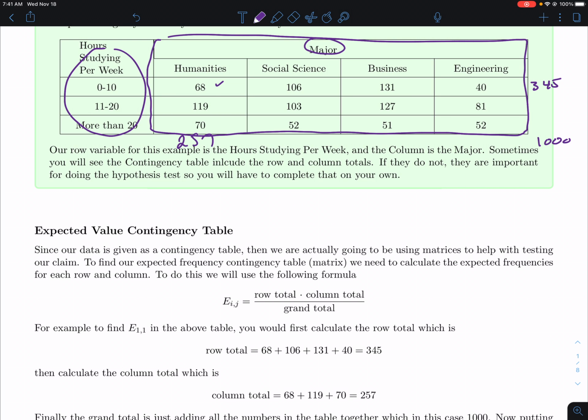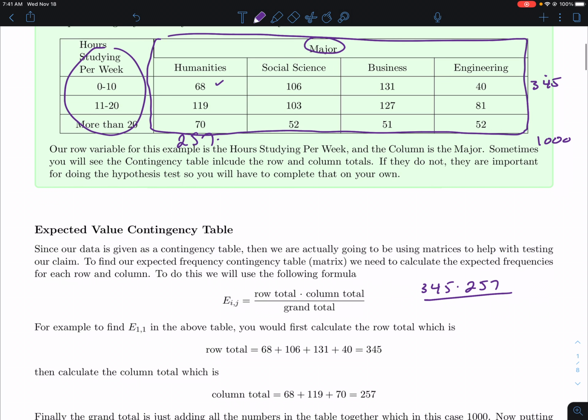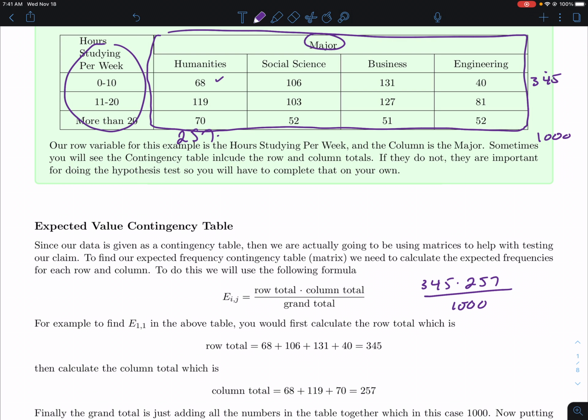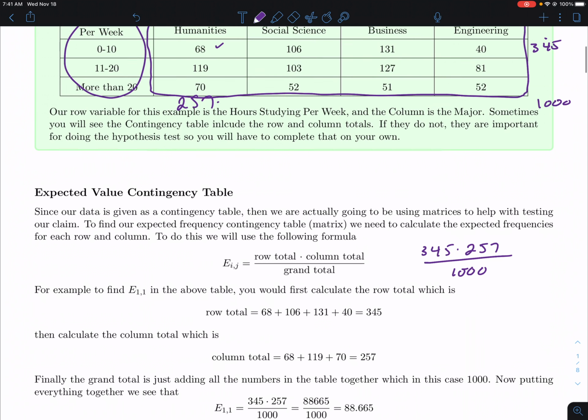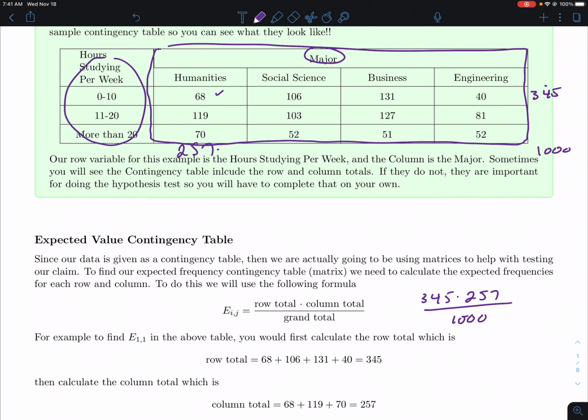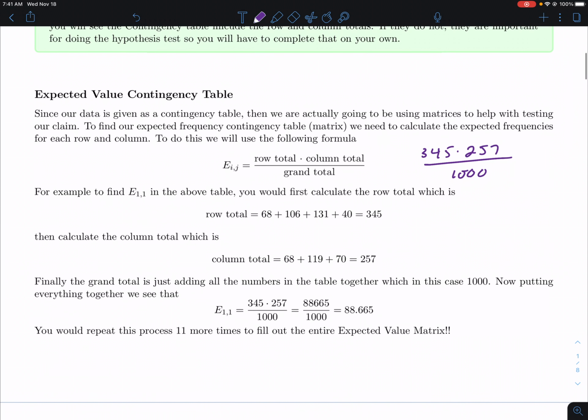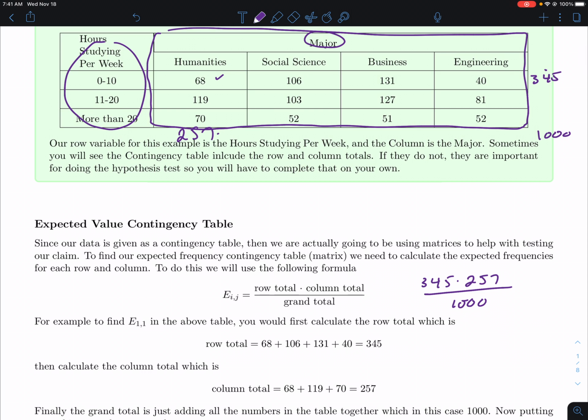To figure out the expected value for this one position, you take the row total and the column total where they intersect and multiply them together. So that's where we get the 345 times the 257, and then divide that by the grand total, which in this case was 1,000. In this case, what do we get? 88.665. So the very first position of our expected value matrix would be 88.665. Notice there's 12 positions total, so we'd have to do this 11 more times.